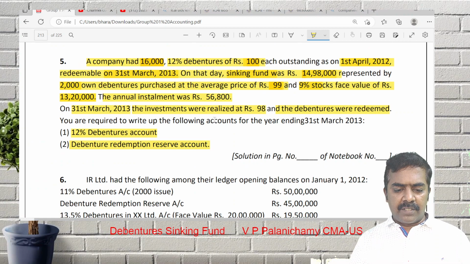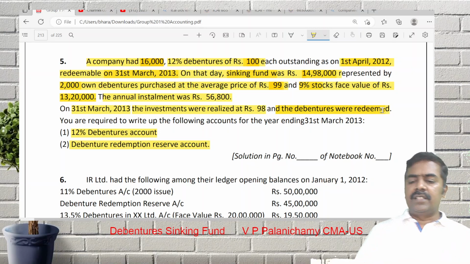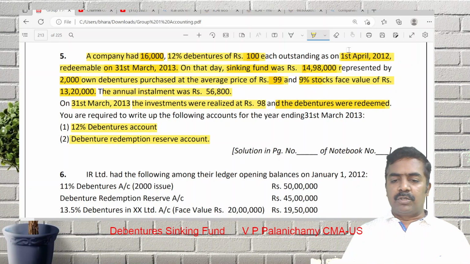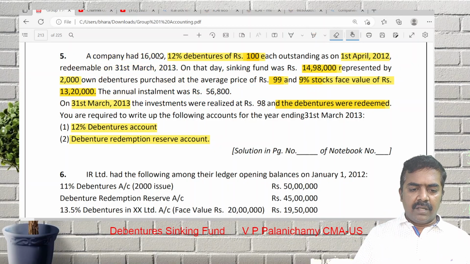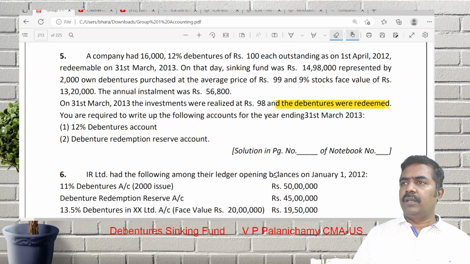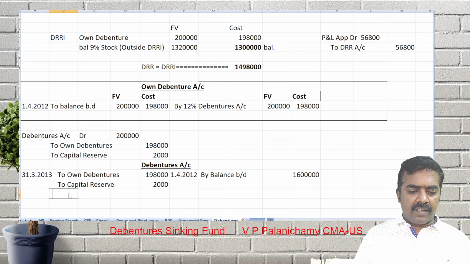Sir, what about the remaining debentures? What about the remaining debentures? என்ன சொல்லியிருக்கான்? Outside redeem. The remaining debentures were redeemed. Is it given at premium or par? அந்த மாதிரி ஏதாவது கொடுத்திருக்கானா பாரு. Check it. Outside debentures are redeemed. Is it anywhere given that redeemable at premium, redeemable at discount அந்த மாதிரி? No. 98 கொடுத்திருக்காங்க. அது investment sale பண்ணுது. Investments realized at what? 98. அது investment accountல வரும். The remaining debentures face value தான் redeem பண்றோம்.